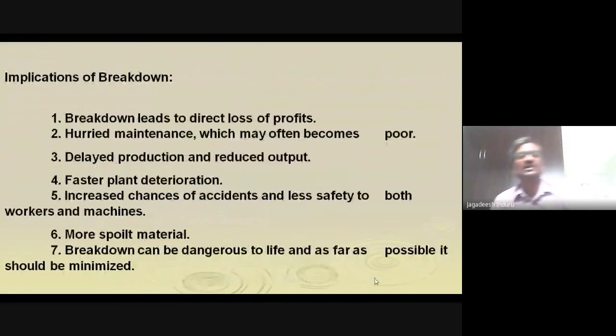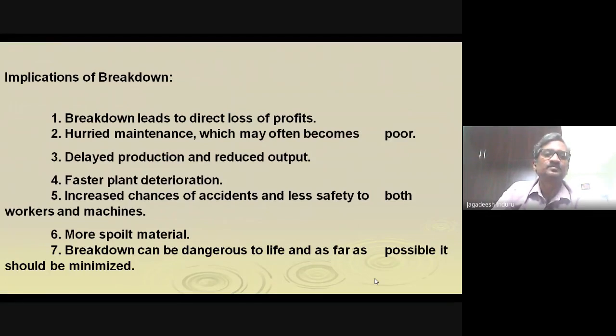What will happen in the breakdown maintenance? Most of the time the breakdown leads to the direct loss of profits because we need to replace the entire part. And it is not that we can avoid it; we need to procure a new one. Most of the time it is a hurried maintenance, which often becomes a poor maintenance procedure, and generally it causes delay in the production systems and reduced output.